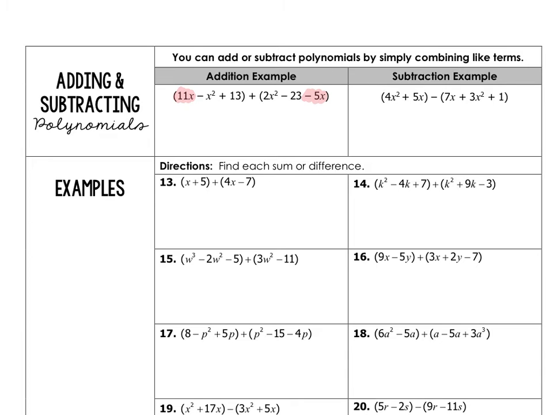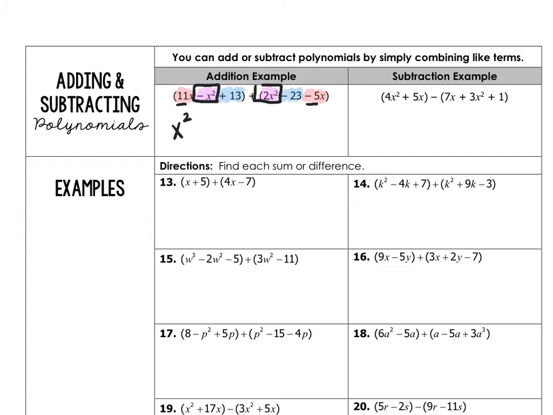So I'll combine those. I have a negative x squared and a 2x squared. I have a positive 13 and a minus 23. I just have to write these in standard form, which means I have to put the highest exponent first. So I'm going to look at these x squareds first. So I have a negative x squared and a positive 2x squared. So 2 minus that 1 means I just have an x squared.